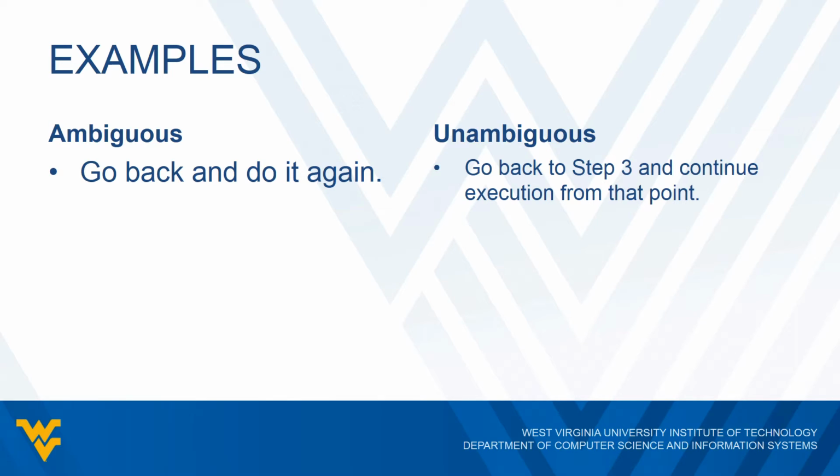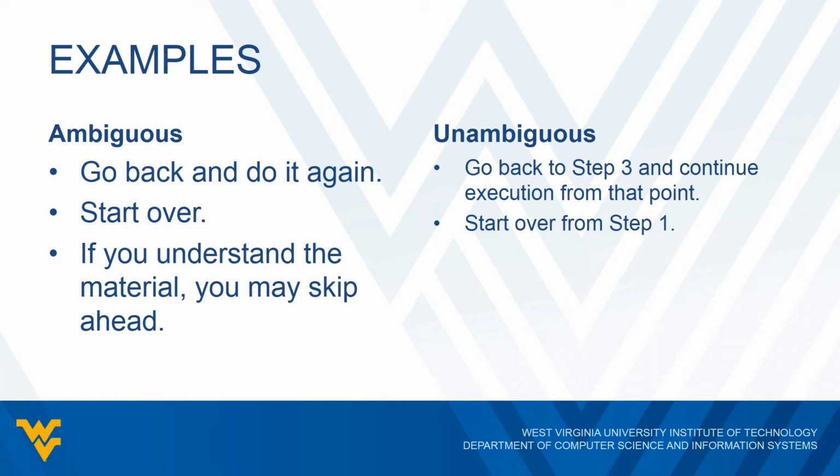Another example of an ambiguous statement would be: start over. Start over from where? We can assume that we would start over from the beginning, but once again, we don't want the computer to try to guess something. We can't assume that if we're starting over, we start from the beginning. Something more precise would be: start over from step 1. That way we know exactly which step we're going to start from.